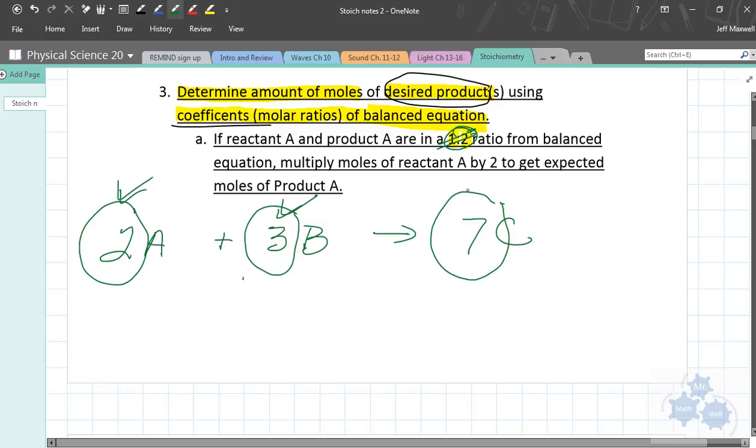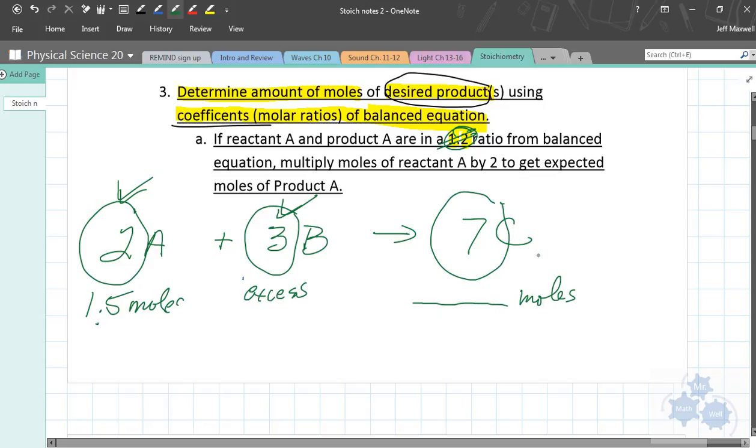But anyway, so let's say it's 2, 3, 7. Now, let's say that I'm given 1.5 moles of A, and I've got an excessive amount of B, so we don't have to worry about B. That's not going to restrict what's happening here. All of these moles are going to react, and I want to know how many moles of C I would get.